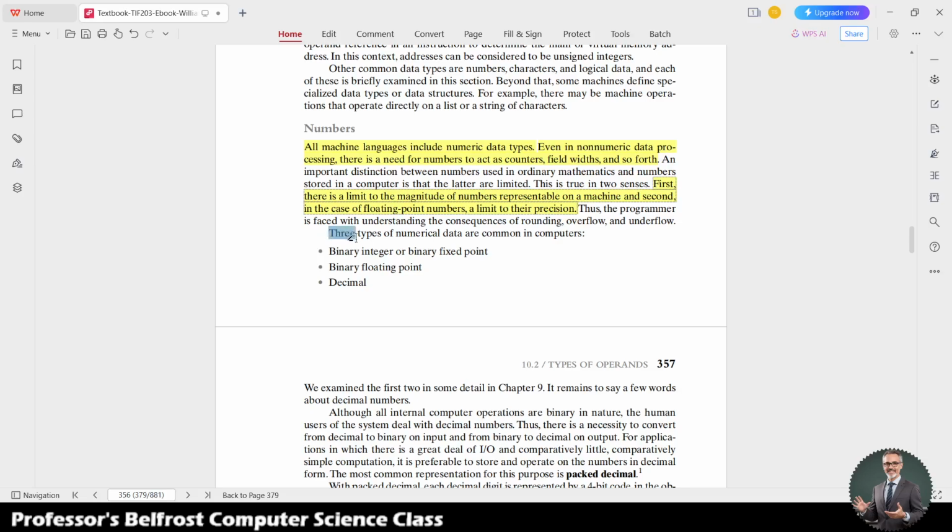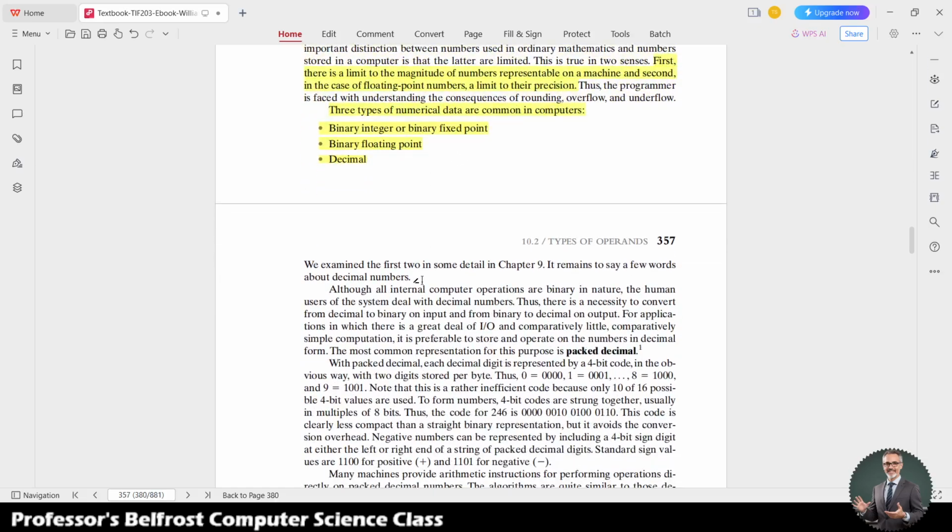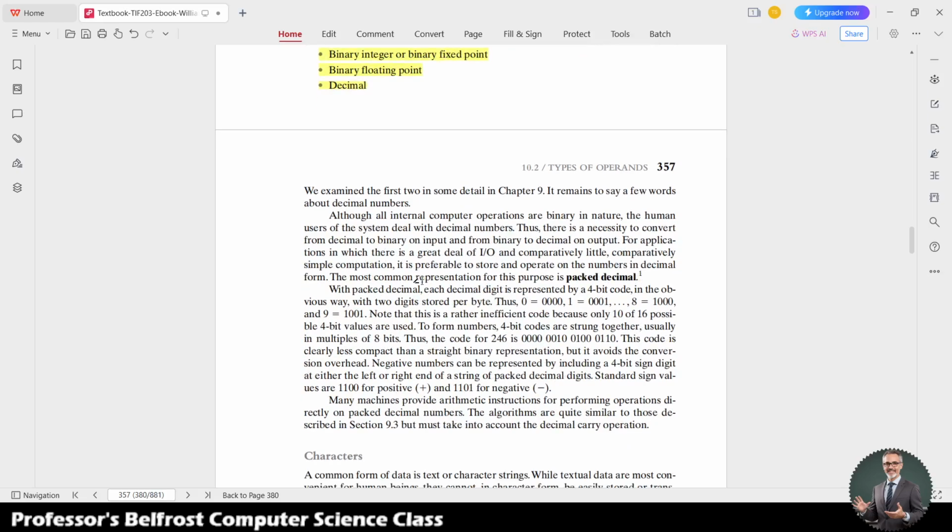Okay, so there are three types of numerical data: binary integer, binary floating point, and decimal. This is the most common one. Also, for applications in which there is a great deal of I/O and comparatively little simple computation, it is preferable to store and operate on the numbers in decimal form, and this is called packed decimal. Here's the explanation. I want you to read it by yourself.